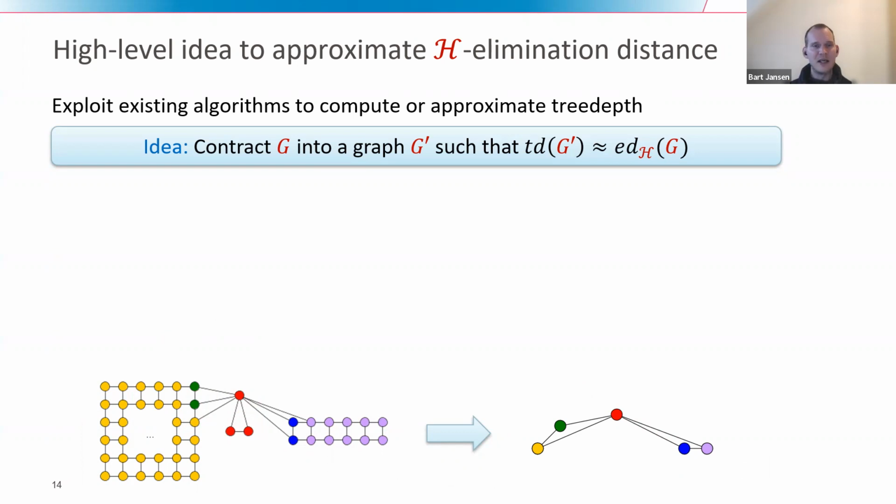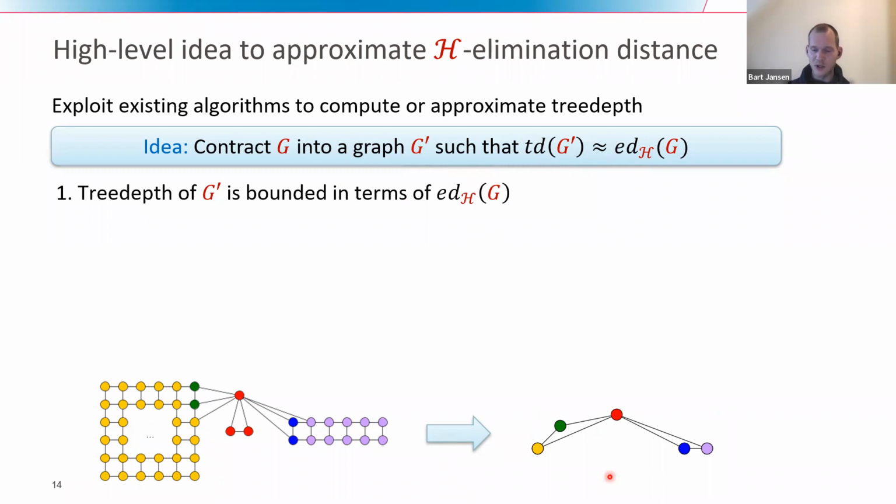So the goal now is to, in general, be able to define a partition of the vertex set of the graph such that the corresponding contraction satisfies this approximately. On the one hand, we want that the tree depth of the contraction should not be large in terms of the H elimination distance of the original. So we want to contract things sufficiently to make sure that the tree depth of the contraction becomes small.